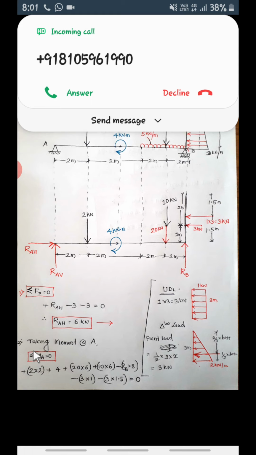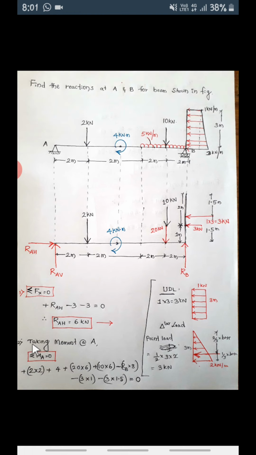Next we are going to take one more equation of equilibrium, that is, taking moment about A. Taking moment of all these forces about this point A. The moment of RAV will be 0 because these two pass through A only. There is no moment. Now what remains? Forces 1, 2, 3, 4, 5, 6, 7.